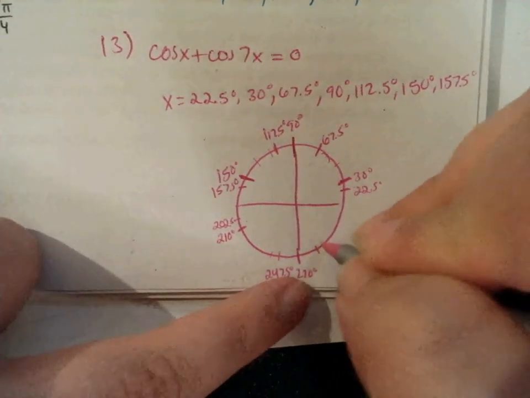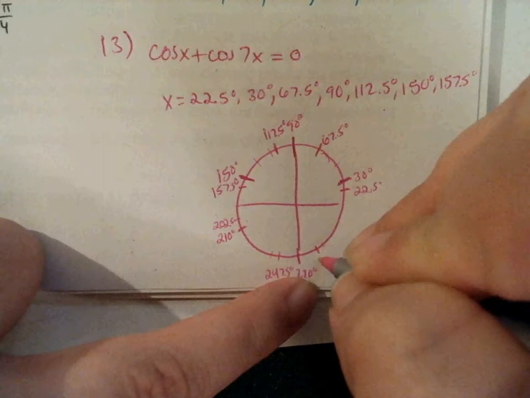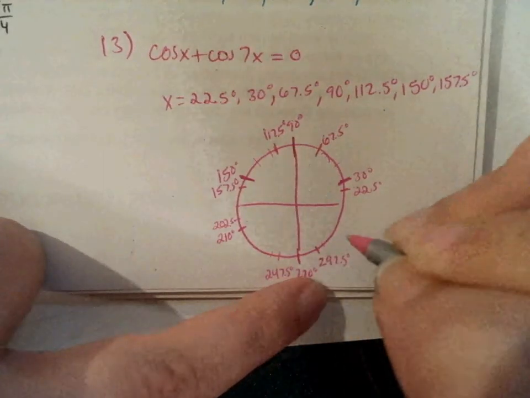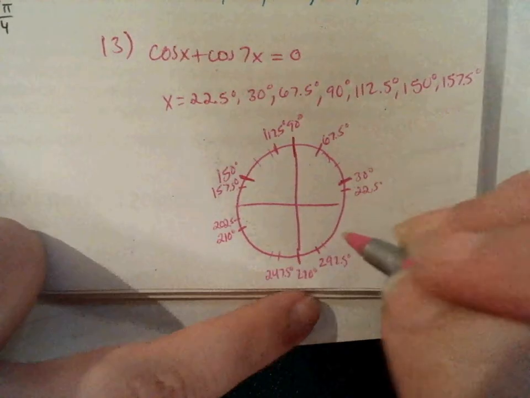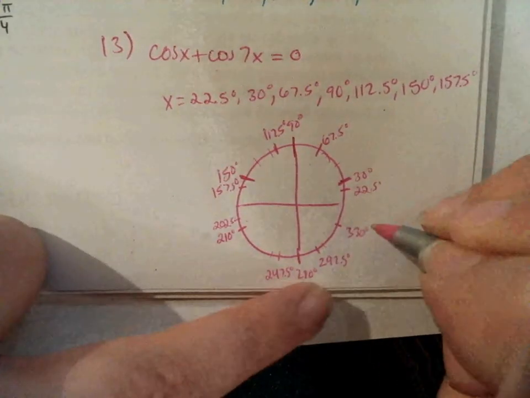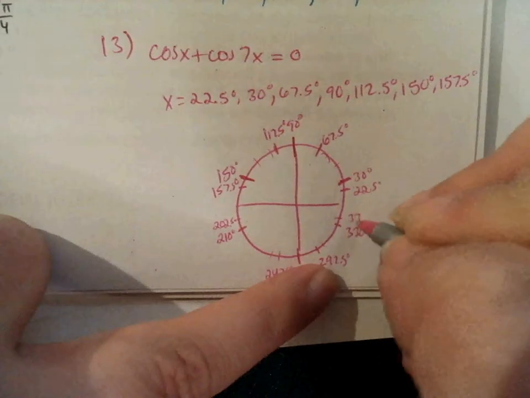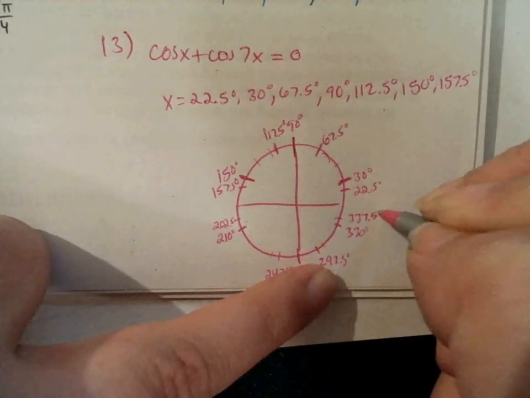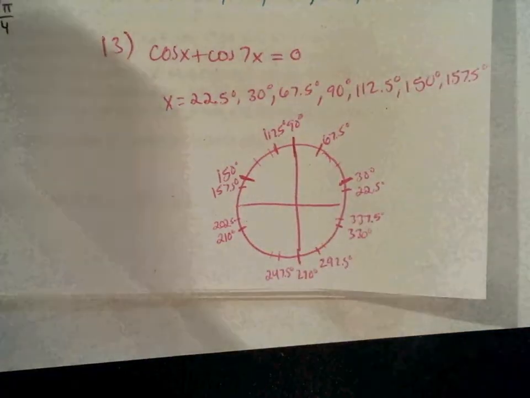Then I'm pretty sure 270 is going to be an answer. And then this is going to be 300, so 292.5 degrees. And then I think it's going to be 330 and 337.5.